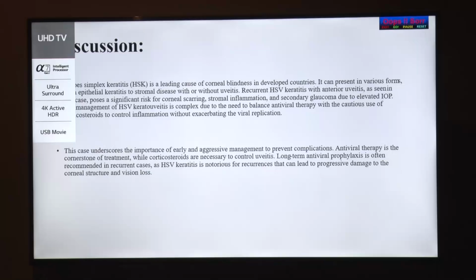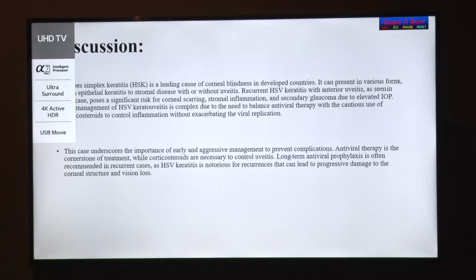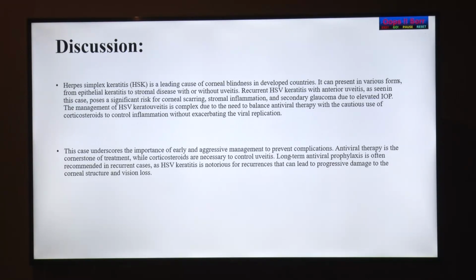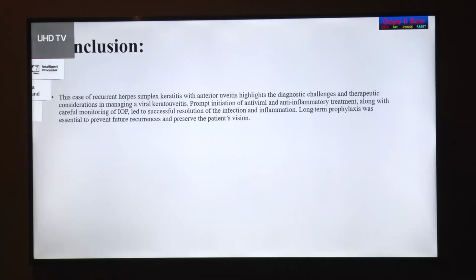So this case underscores the importance of early and aggressive management to prevent complications. Antiviral therapy is the cornerstone of treatment, while corticosteroids are necessary to control the uveitis. Long-term antiviral prophylaxis is often recommended in recurrent cases, as it is notorious for recurrences that can lead to progressive damage and vision loss. So conclusion, recurrent herpes simplex keratitis with uveitis highlights the diagnostic challenges and therapeutic considerations in managing a viral keratouveitis. Prompt initiation of antiviral and anti-inflammatory treatment along with careful monitoring of IOP led to a successful resolution of the infection and inflammation. Long-term prophylaxis is essential to prevent future recurrences and preserve the patient's vision.